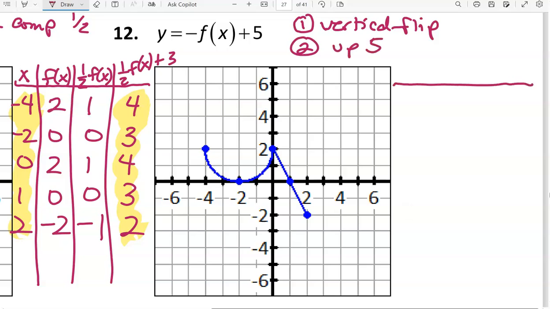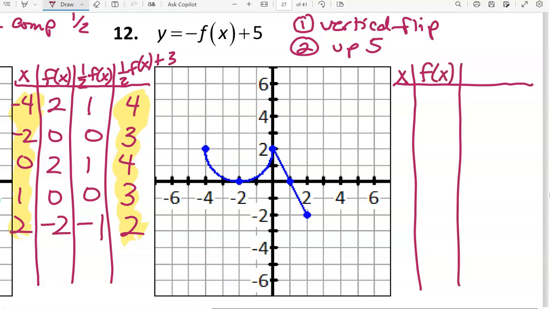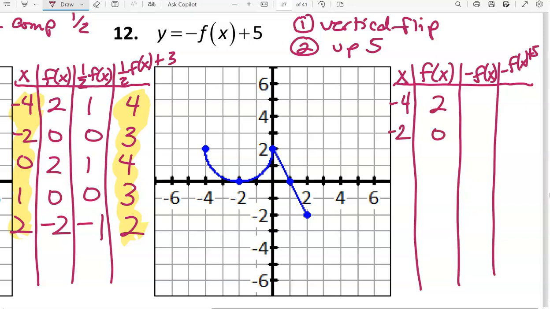Since there are two transformations both happening to the vertical variable, I would suggest using the table of values approach. X, f of x, the opposite of f of x, and the opposite of f of x plus 5 is our last column. Inputs and outputs are in the first two columns: negative 4 comma 2, negative 2 comma 0, 0 comma 2, 1 comma 0, and 2 comma negative 2. To find the opposite of the f of x's, take the f of x column and multiply each value by negative 1. And then add 5 to find the final column.